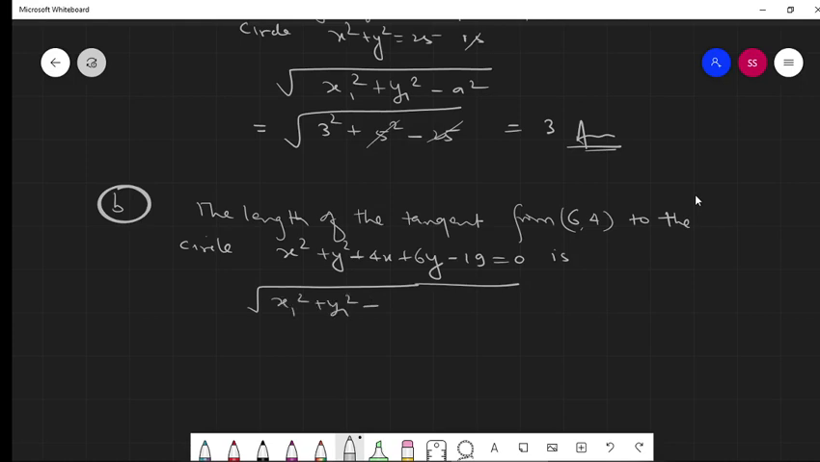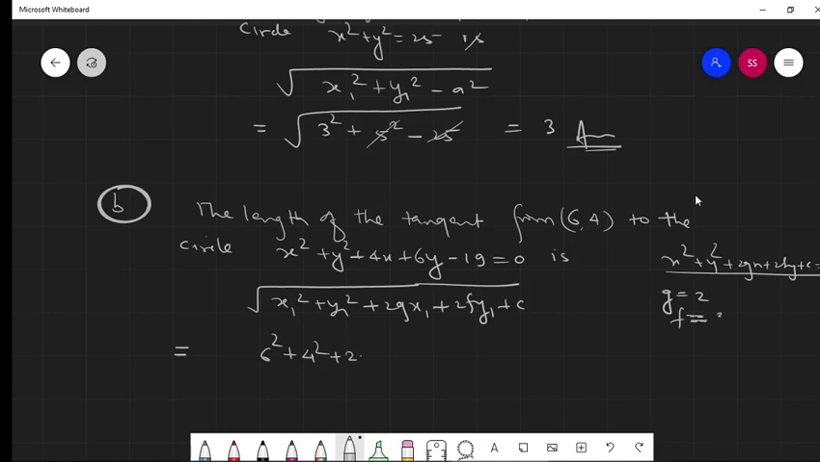Root of x1 square plus y1 square plus 2gx1 plus 2fy1 plus c. x1 square is 6 square, y1 square is 4 square. You can compare this with x square plus y square plus 2gx plus 2fy plus c equal to 0. While comparing, find g. 2gx is 4x, so 2g is 4, g is 2, 2f is 6, so f is 3 and c equal to minus 19. So 2g is 2 into x1 is 6 plus 2 times f is 3 times y1 is 4 minus 19 under root.